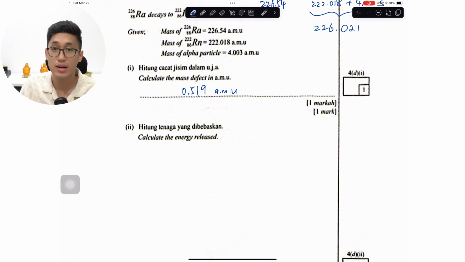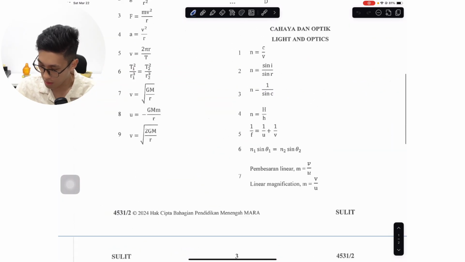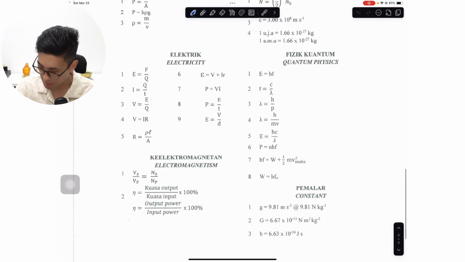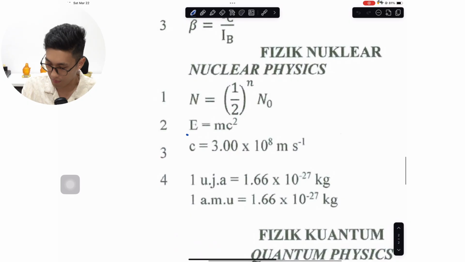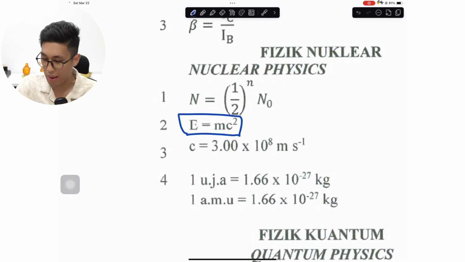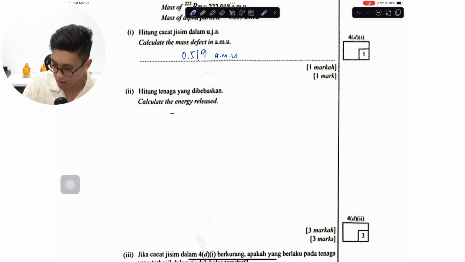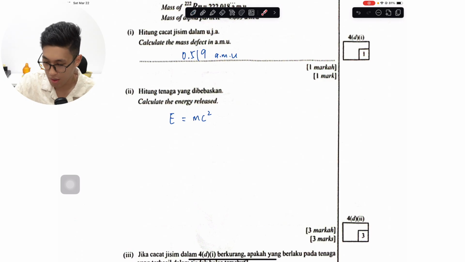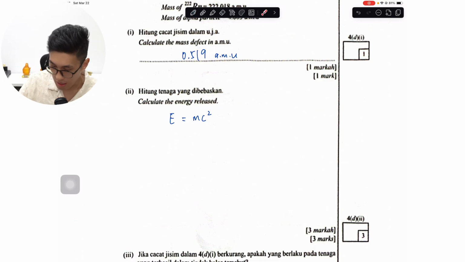Now, how do we calculate the energy? If you go to the formula sheet, you will see this very, very famous formula. Very, very famous formula, which is, where is it? Nuclear physics, right? So here, E is equals to mc squared, okay? So let's write that down first. E is equals to mc squared. Now, E is the energy that's released, okay?